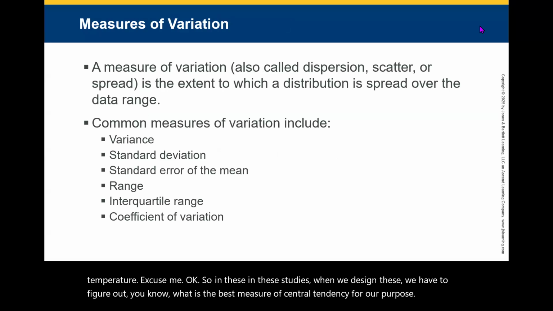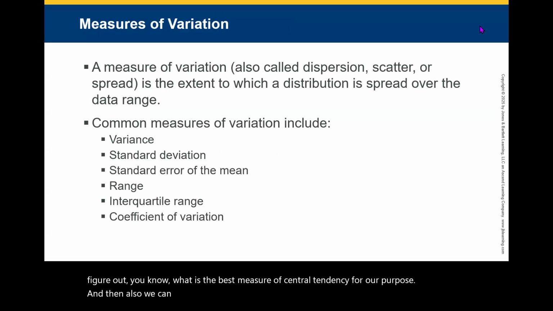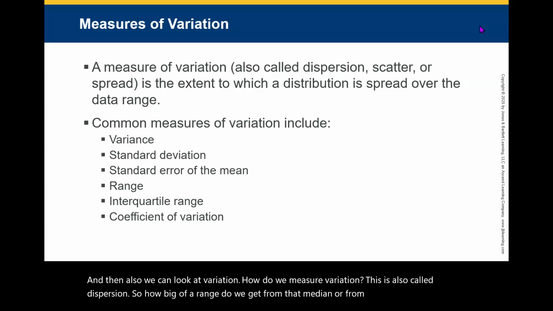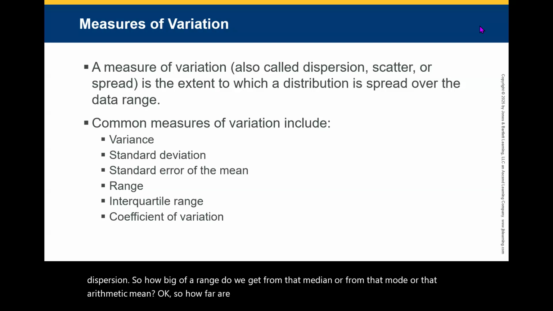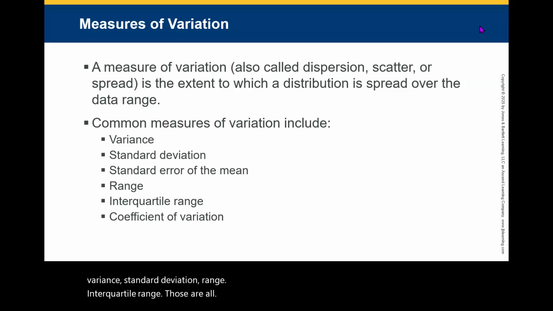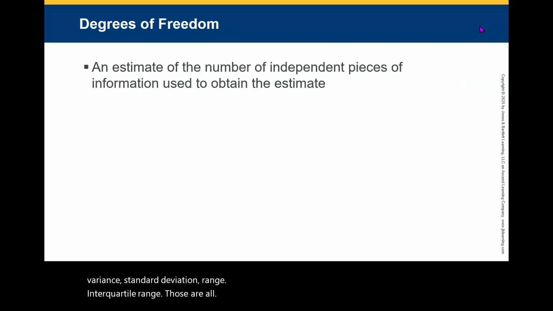And then also we can look at variation. How do we measure variation? This is also called dispersion. So how big of a range do we get from that median or that mode or that arithmetic mean? Okay, so how far are we from it? Common measurements of variation include variance, standard deviation, range, and interquartile range. Those are all measurements of variation.